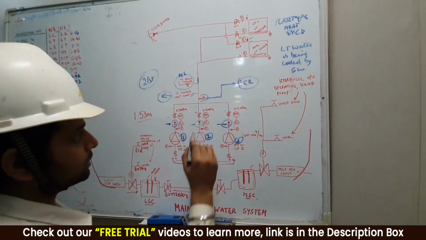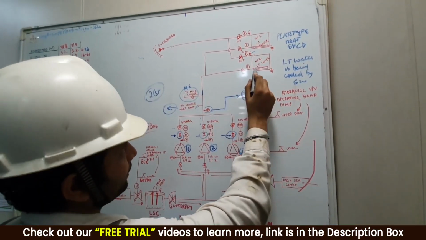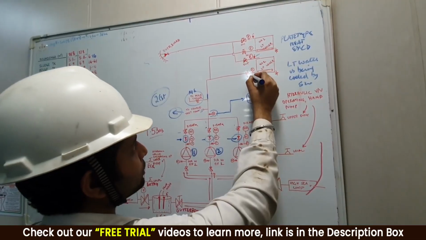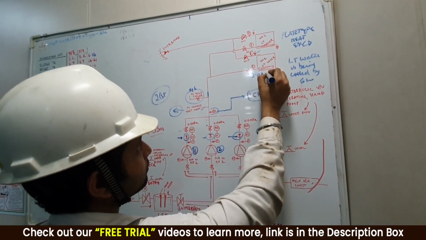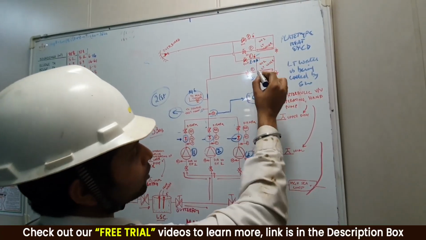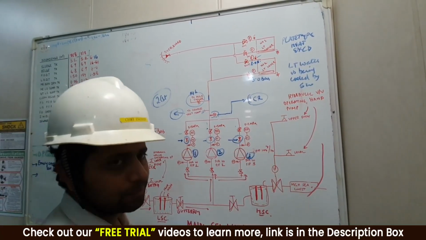Now be very careful. Suppose water is coming from over here, going into this filter, then to the LT cooler and going out. Say normal pressure was 3 bar over here and 2 bar over here. Why 2 bar? Because a pressure drop is going to happen inside the LT cooler, right?